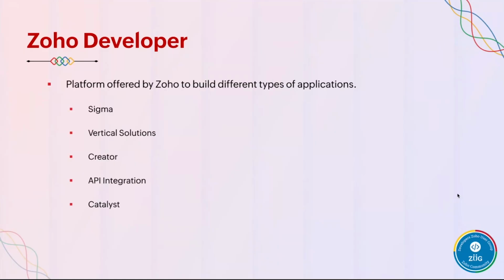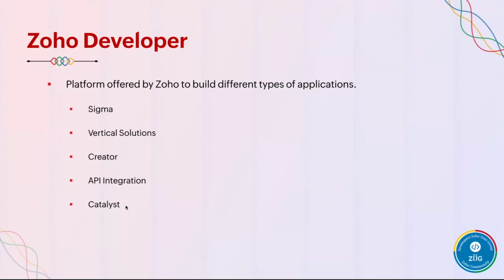So at Zoho, we have the Zoho developer platform using which you can build different types of applications. There are also multiple sections inside the Zoho developer platform itself, namely Sigma, Vertical Solutions, Creator, API Integration, and Catalyst, each of which will help you to build a different type of application.